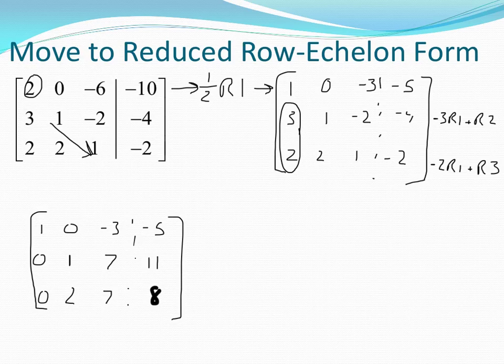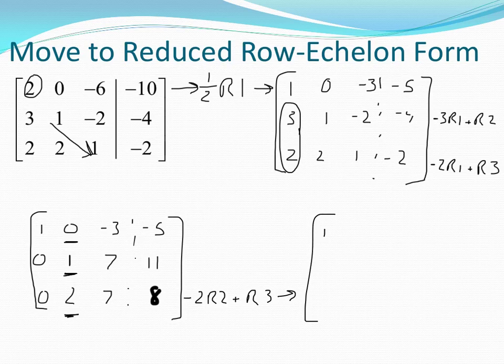Now that we have a leading 1 and all zeros in the first column, we're going to move over to the second column. You'll notice that we do have our leading 1 in the second column. We have a 0 above it. Now we just need a 0 below it. So again, we're going to work on this third row. We're going to say -2 times the second row plus the third row.